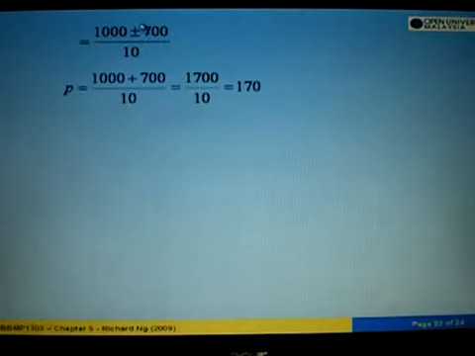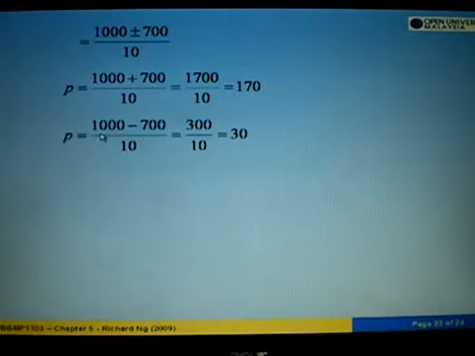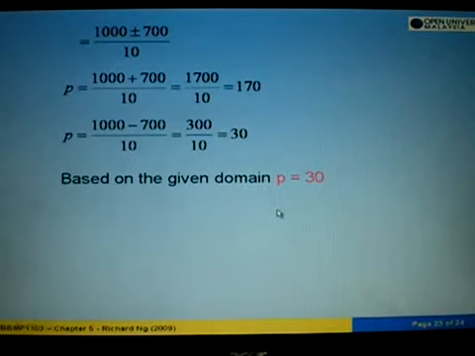And from here, since we have plus and minus, let's take the plus sign first. We have 1000 plus 700 divided by 10, or 1700 divided by 10. The answer is 170. If we take the minus sign, then we will have p equals 1000 minus 700 over 10, which equals 300 over 10, or 30. So in order to find the value of p within the domain, out of these two values, the one that is between the domain is 30.